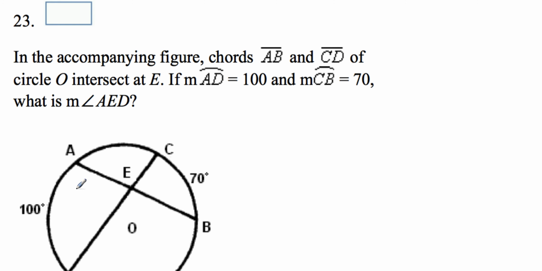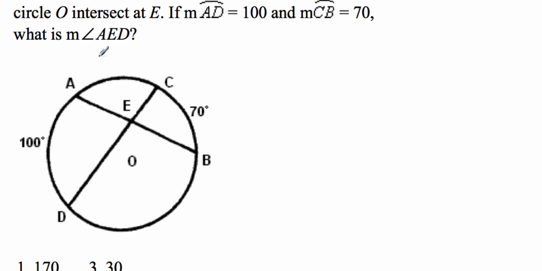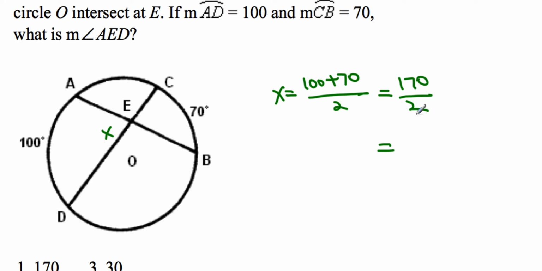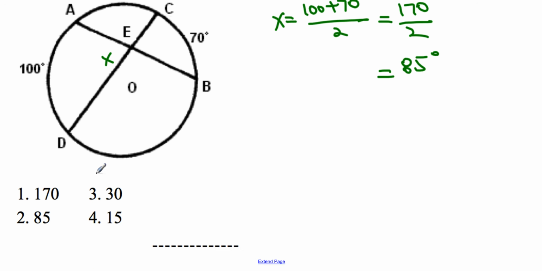All right, let's look at number 23 here. We're looking for, in this case, angle AED. So that's equal to x. Same way as before, 100 plus 70 divided by 2. Then we get 170 divided by 2. We know this one to be 85. So choice 2 becomes the answer.